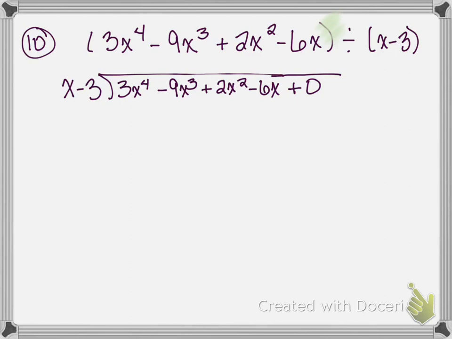So the first thing that I do is I say, okay, x times what is going to give me 3x to the 4th? And the answer to that is 3x to the 3rd.